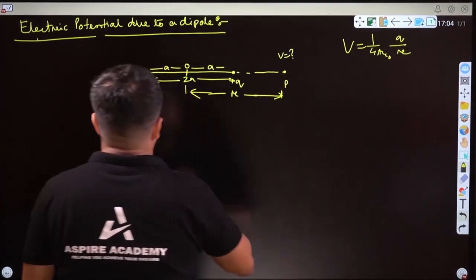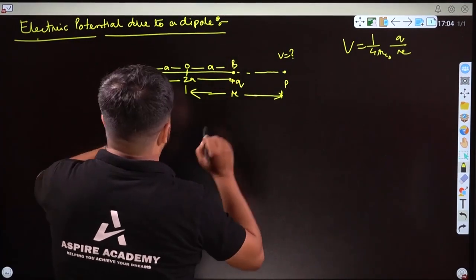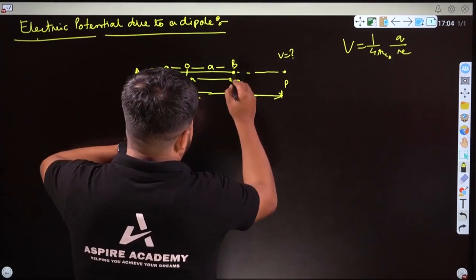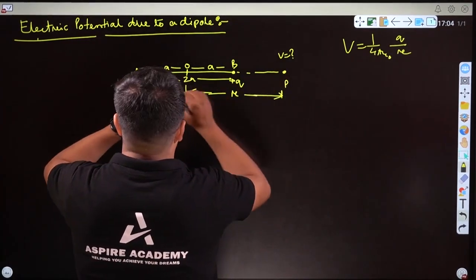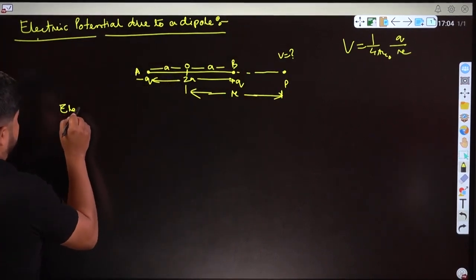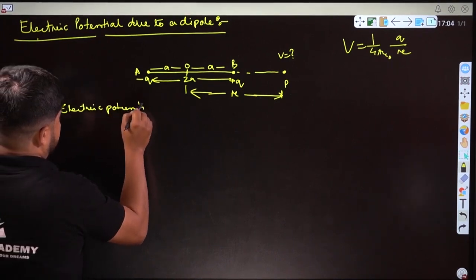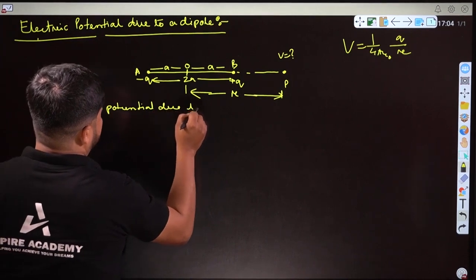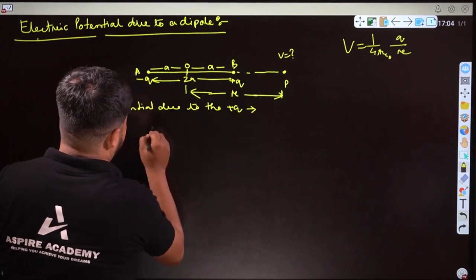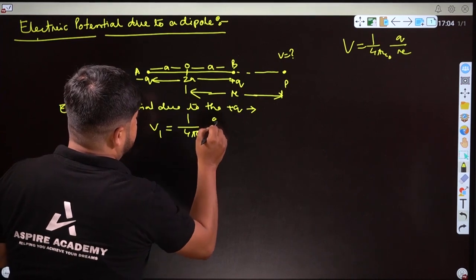So now suppose here is point A and this is called point B and this is point P. Okay. So now there are two types of electric potential. The electric potential due to a positive charge and due to a negative charge will be different. So first of all, the electric potential due to the charge plus Q we can call V1. We write directly 1 by 4 pi epsilon naught Q by R.